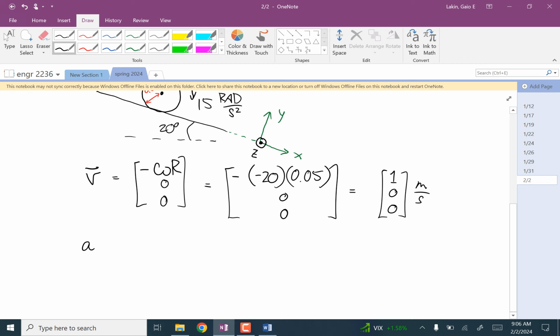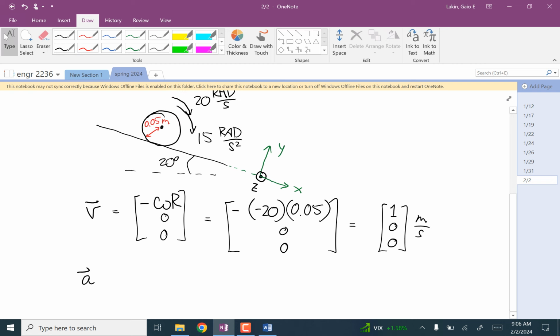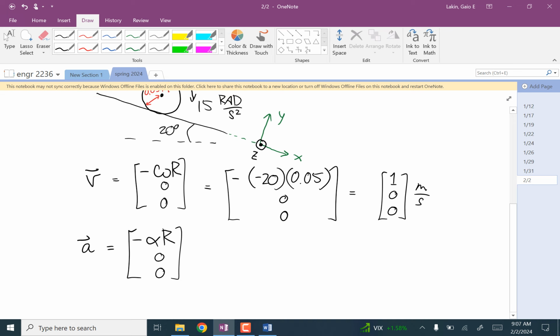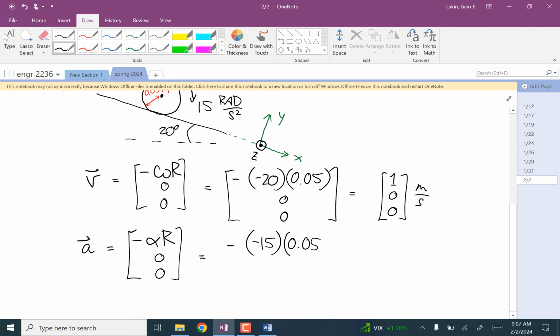And the angular acceleration, the acceleration of the center is just negative angular acceleration times r. And so that's going to be negative of negative 15 times 0.05, so that's going to be 0.75, 0, 0.